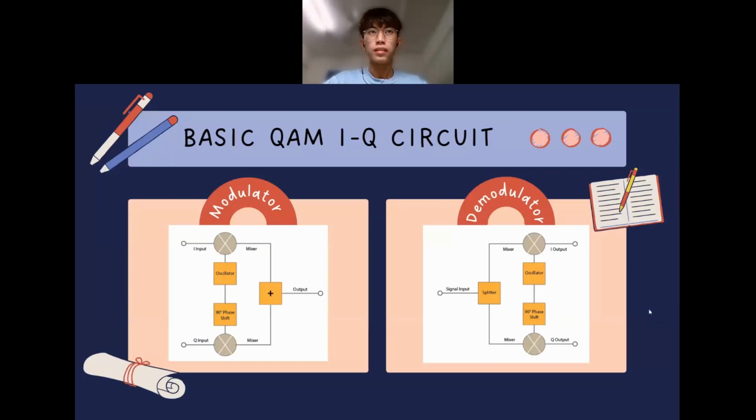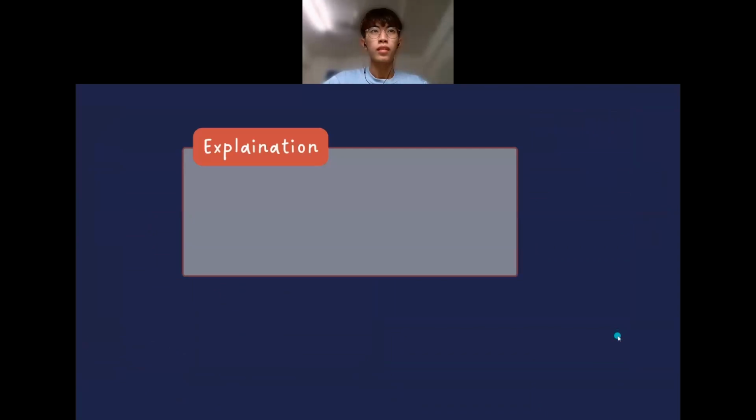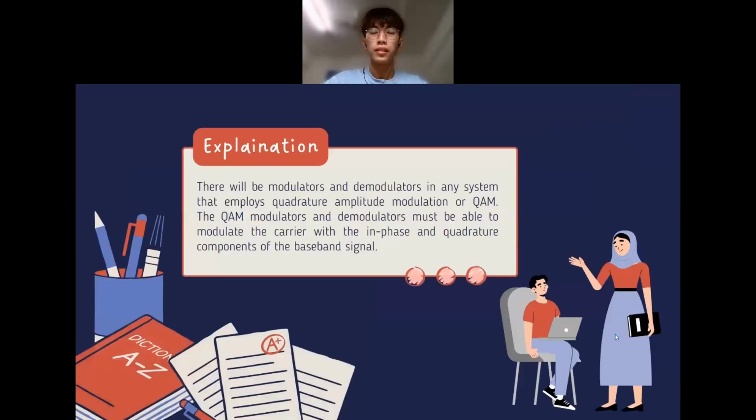Now, I would like to present the basic quadrature amplitude modulation IQ circuit. These two diagrams are the modulator and demodulator circuit. There will be modulators and demodulators in any system that employs quadrature amplitude modulation. The QAM modulators and demodulators must be able to modulate the carrier with the in-phase and quadrature components of the baseband signal.